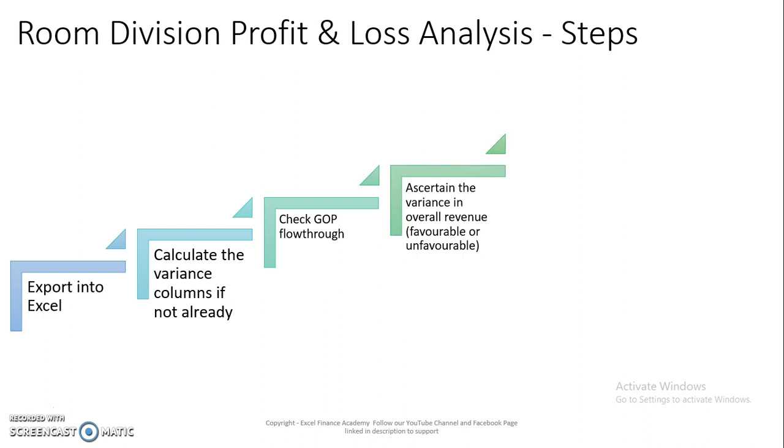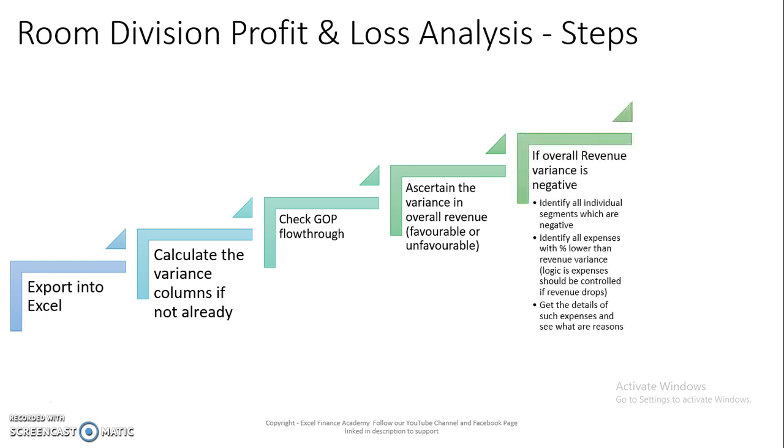Then after that, you need to ascertain what the variance in the overall revenue is. Is it favorable or unfavorable? Because the further review of the expenses will also depend on this variance. Is it favorable or not favorable?